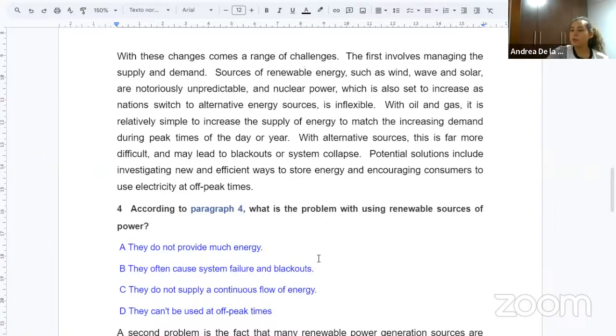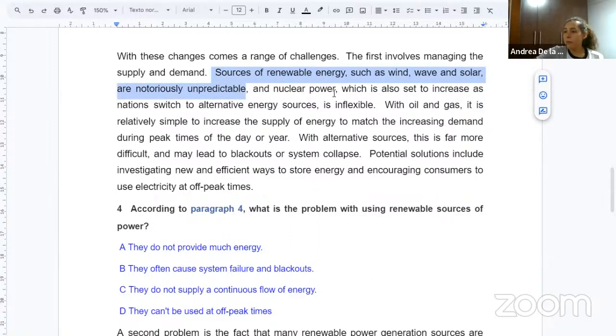So what's the problem with renewable sources of power? We don't have to read everything. Almost never, hardly ever will you have to read everything. In this case, renewable sources of power are keywords, so let's look for them. Sources of renewable energy, right? It's the same. It says, the first problem involves managing the supply and demand. Sources of renewable energy, such as wind, wave, and solar, are notoriously unpredictable. That's it. The problem is that they are unpredictable.